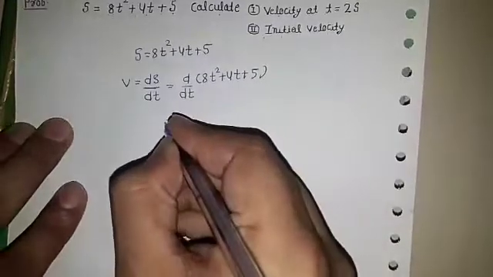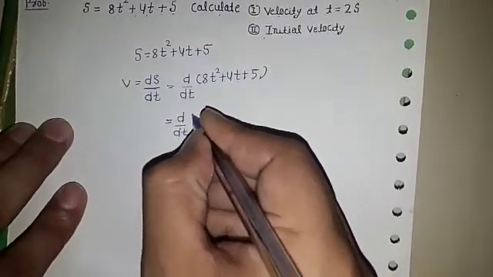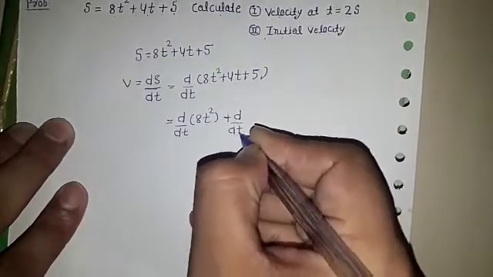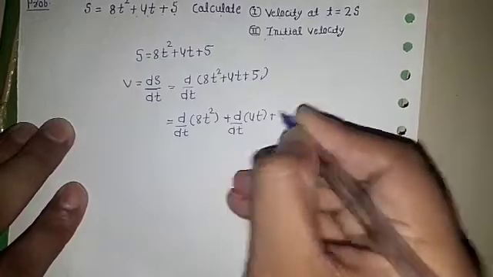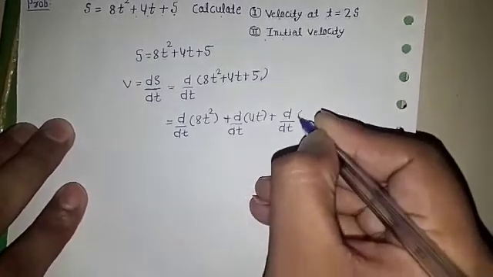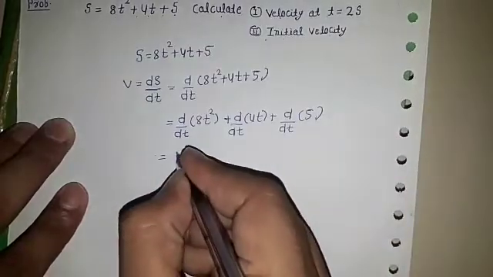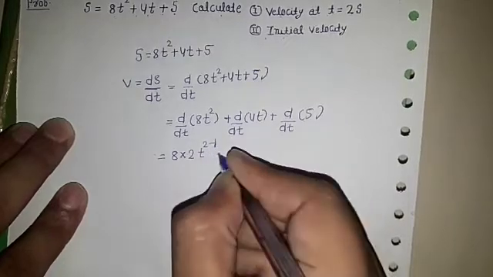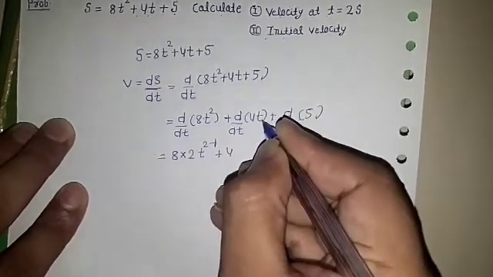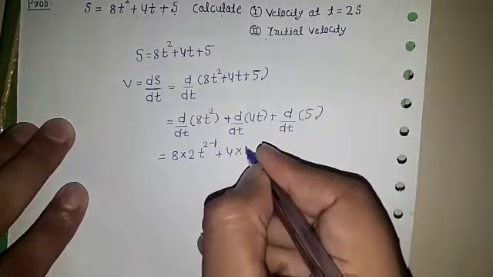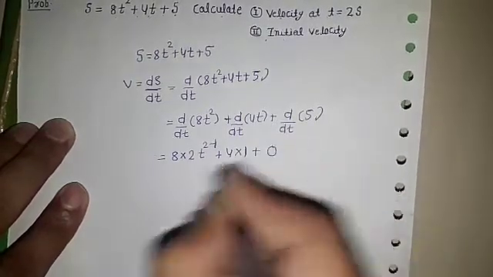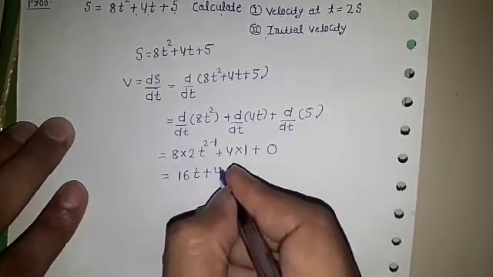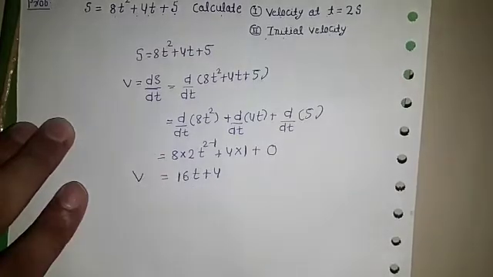So we can write d by dt of 8t square plus d by dt of 4t plus d by dt of 5. So differentiate it, 8 into 2 t to the power 2 minus 1, plus 4 times the differentiation of t with respect to t, which is 1. The differentiation of a constant with respect to time is 0. So we will get 16 t plus 4. So it is the instantaneous velocity.